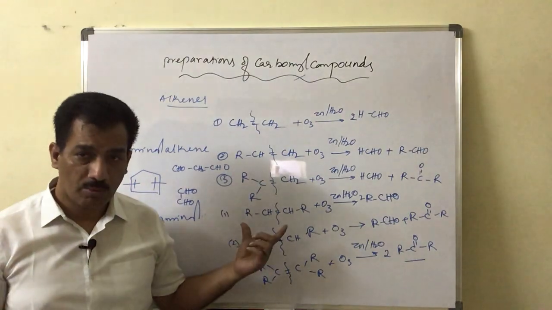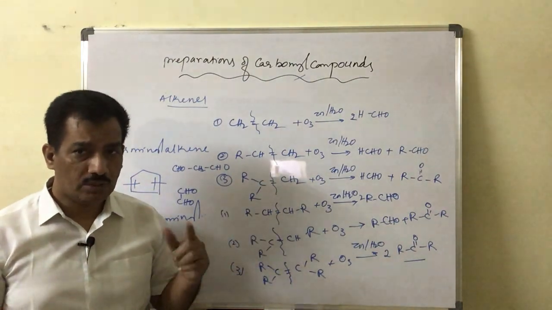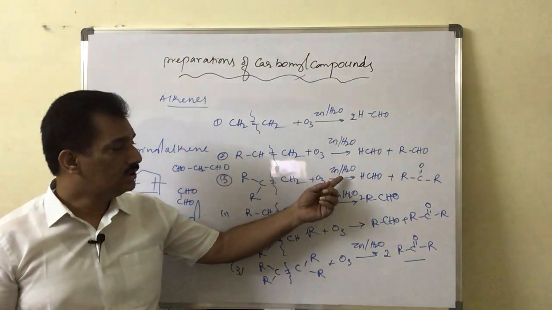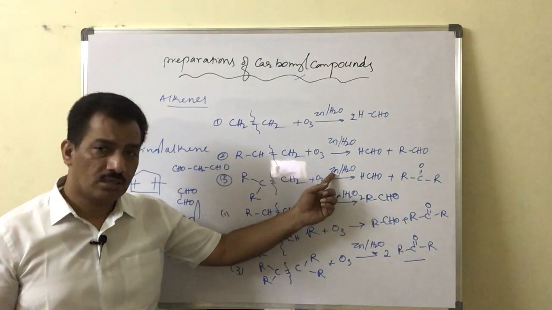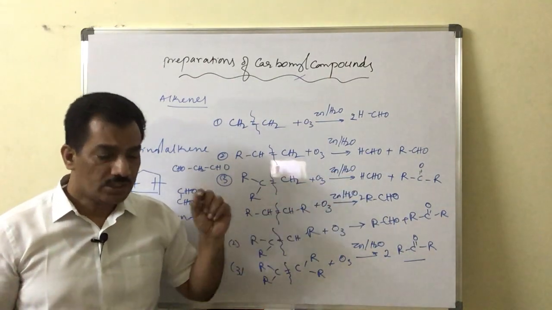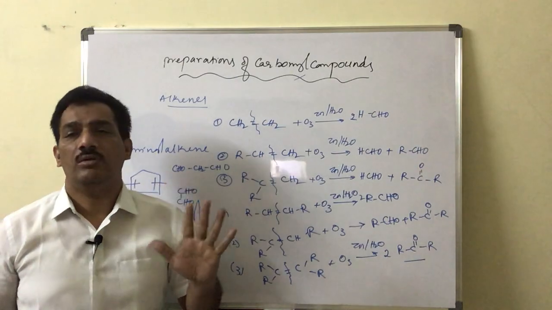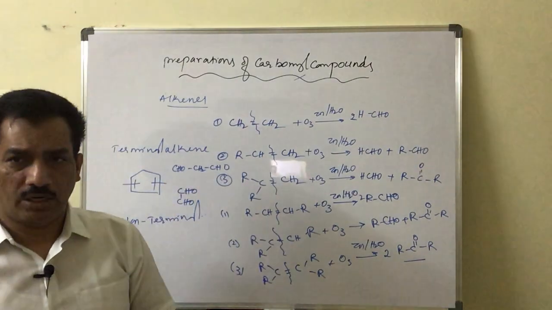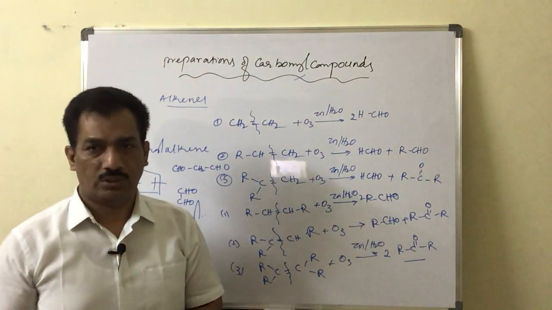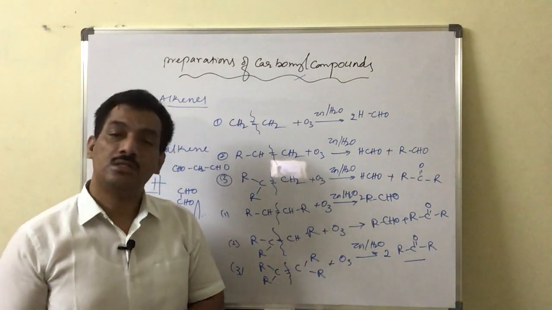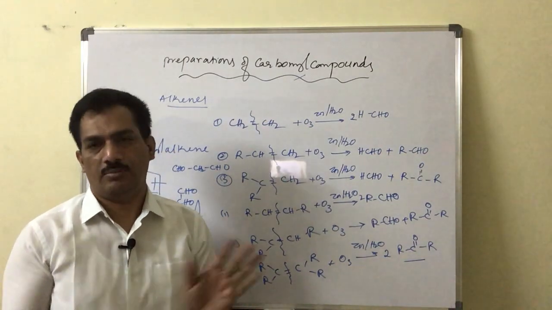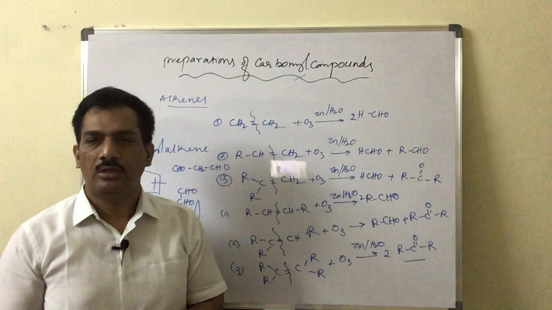But you have to remember one thing: whether the ozonolysis is in presence of zinc or not. If it is in presence of zinc, then only you can expect the formation of carbonyl compounds, that is reductive ozonolysis. If zinc is not present, then the products will be different, and about that we will discuss in the coming sessions.